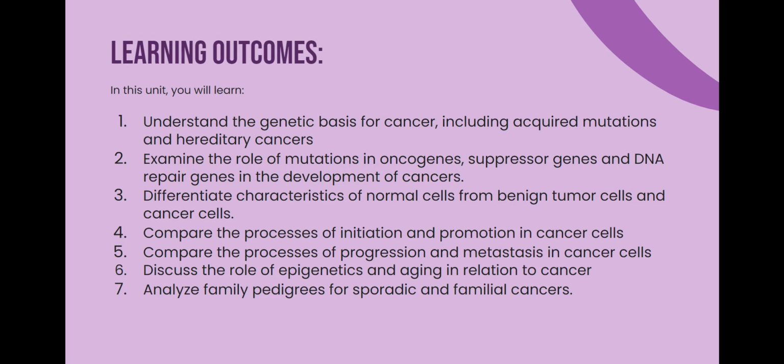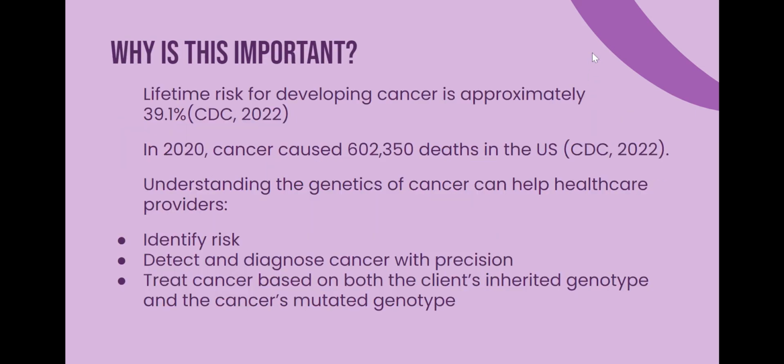Sporadic cancers account for at least 80% of cancers. Familial cancers are those that are inherited, 5 to 15%. I know that leaves some unaccounted for. And it's just because we don't know that information yet.